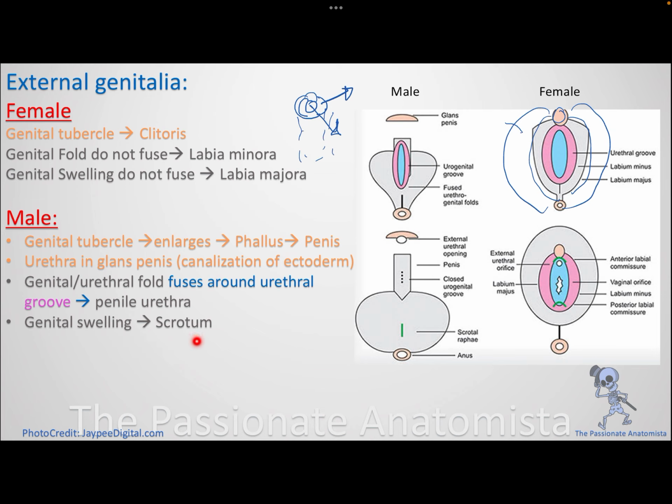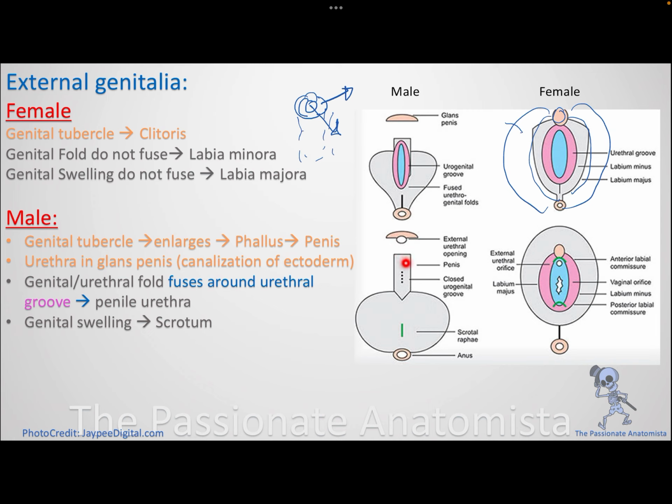Is it clear, guys? Great. So now we understand from where we will get the clitoris, the labia minora and labia majora, from the genital fold and from the genital swelling or labioscrotal swelling. Now, what happens here in the male, the genital tubercle, guys, is going to enlarge to give you the phallus, and that will give you the penis.